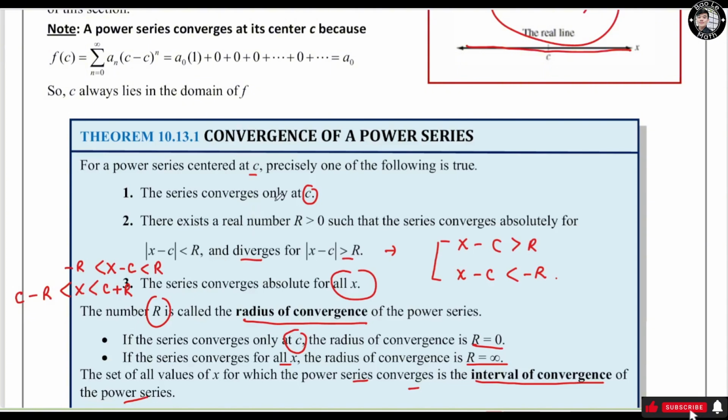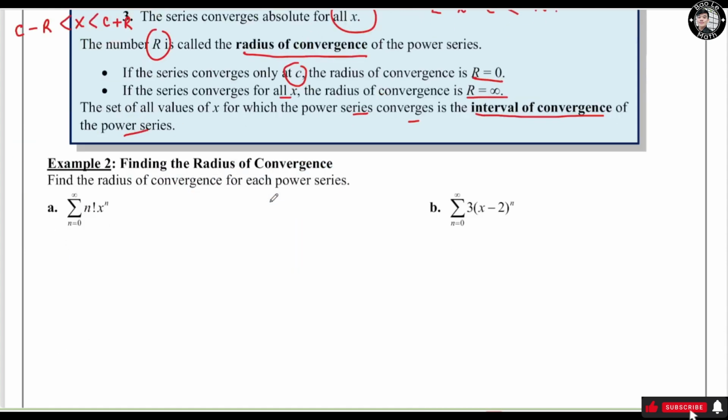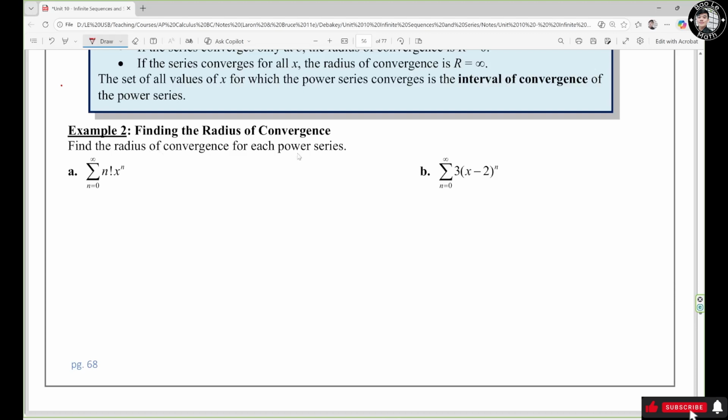Now we're going to apply this theorem to example number 2. Find the radius of convergence for each power series. Question A. We need to use the ratio test. We set up the limit of a sub n plus 1 over a sub n as n approaches infinity. So it's going to be the limit as n approaches infinity of the absolute value of n plus 1 factorial times x raised to the n plus 1 over n factorial times x raised to the n.